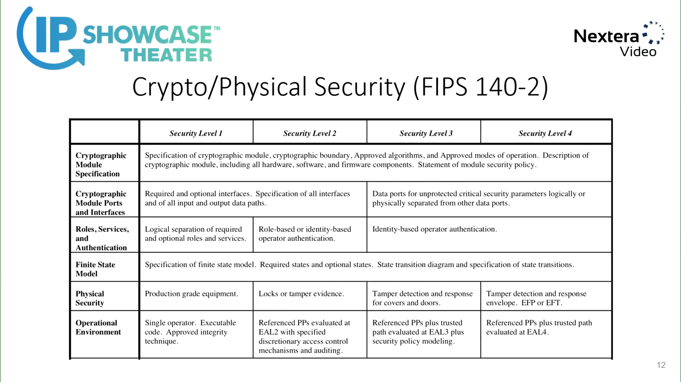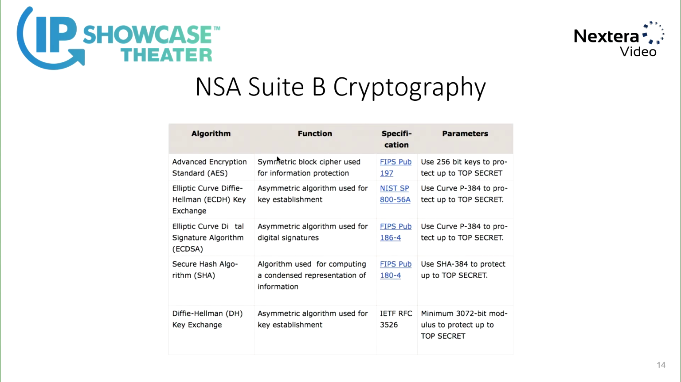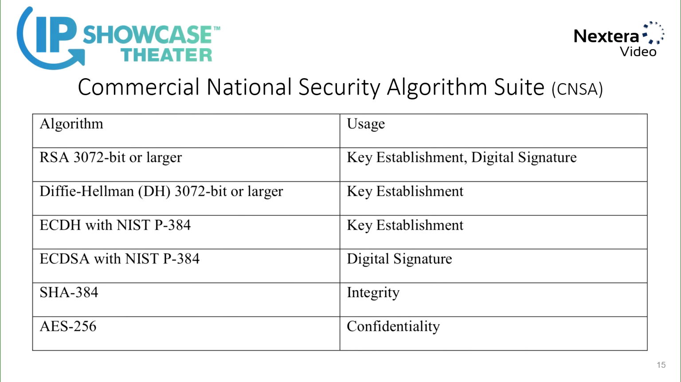So for the PowerPoint that's online, I've got all the details of 140-2. I won't go through this eye chart, but you can see there's a little bit more detail than what I summarized. There's also another standard called NSA Suite B, and the NSA has actually spent quite a bit of time looking at the big picture of all the different types of systems that need to be specified in a secure environment for things like key establishment and digital signatures and integrity.